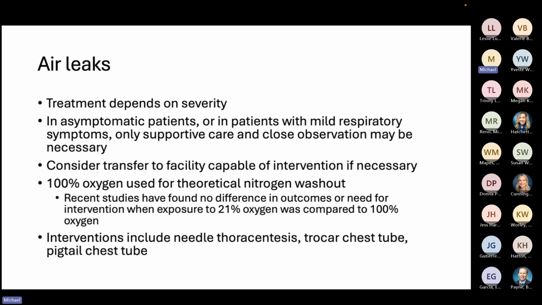There is this old school technique of using a nitrogen washout, so using 100% oxygen, which is thought to push out nitrogen, and theoretically, because of the density differences in the gas between oxygen and nitrogen, allows for some movement in the air leak. When comparing 100% oxygen to 21% oxygen in multiple studies, they really found no difference in outcomes or the need for intubations, whether it's thoracentesis or chest tubes.